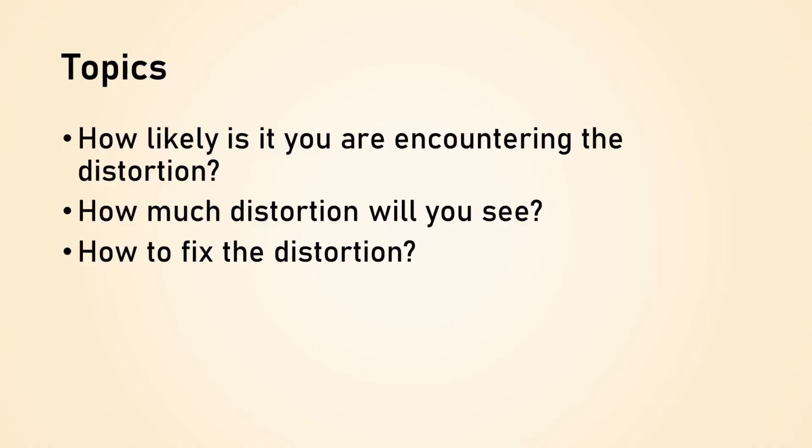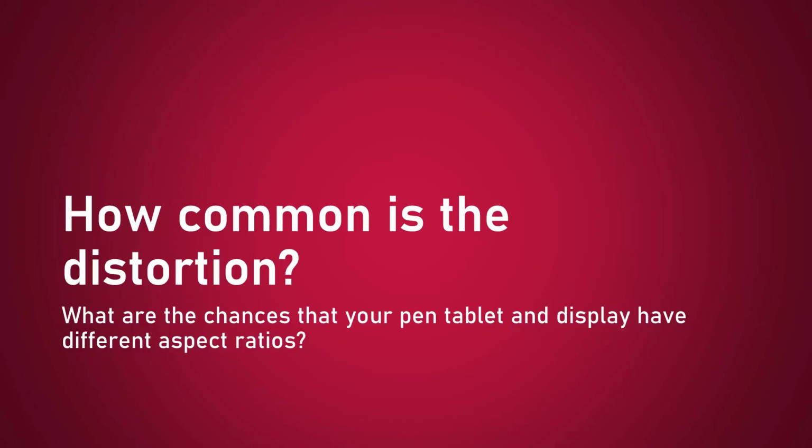Now that you understand the basics of the distortion and what causes it, let's explore this topic a little more deeply. First, how likely is it that you are using hardware that will give you this distortion? Second, how much distortion will you actually see? And third, how do you fix the distortion? Let's begin by considering how often this situation occurs, where there are mismatched aspect ratios.